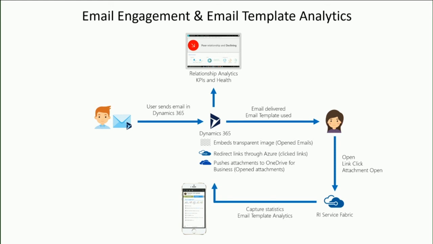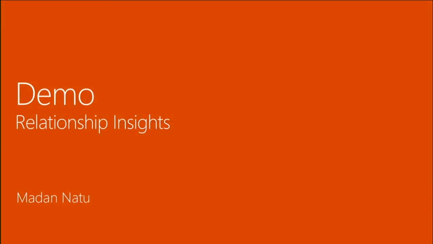And then of course we bring that information into relationship analytics KPIs and health, because email engagement KPIs are part of the relationship health or the relationship analytics, because that actually tells you how your customer is engaged with you and how your relationship with your customer is. And then of course we can recommend email templates based on that analysis when the salesperson is writing a new email.